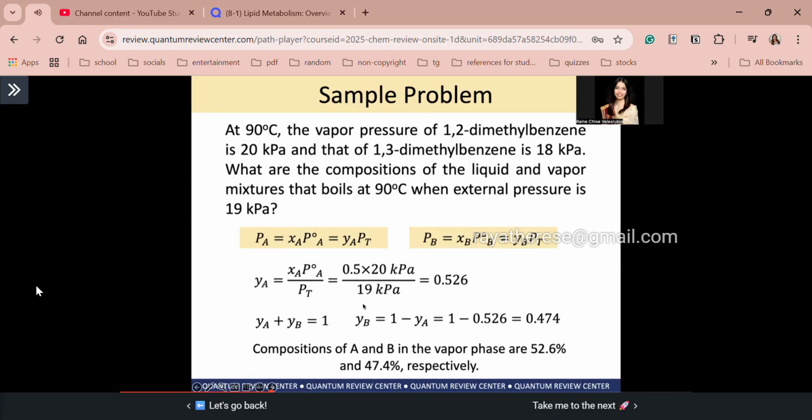Ayan. Clear ba guys? Ganun sumagot ha? Okay. Of course, meron sa board exam, okay?